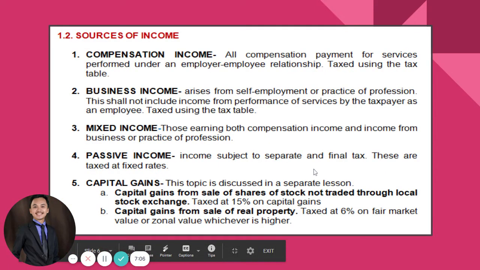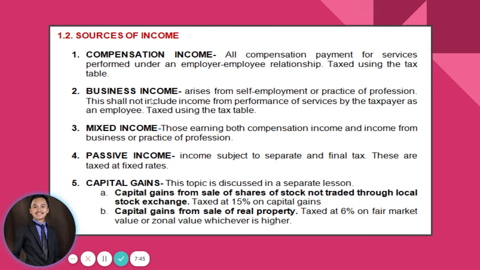Now, we have here the different sources of income as mentioned in our previous video lecture in the basic principles of taxation. We have five sources of income for an individual. First, we have compensation income. This is a compensation payment for services performed under an employer-employee relationship. So, if you are working, then you have an employer-employee relationship, then that will be considered as compensation income. The earnings over that employer-employee relationship will be considered as compensation income.